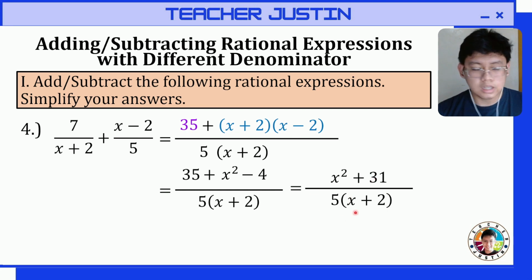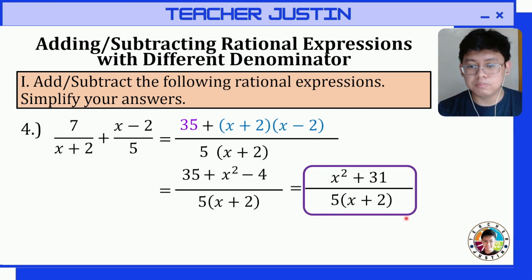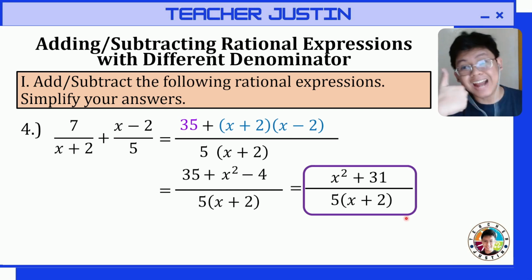And since we cannot simplify this anymore, so our final answer will now be x squared plus 31 all over 5 times the quantity x plus 2. And that's it. Ta-da! Alright.